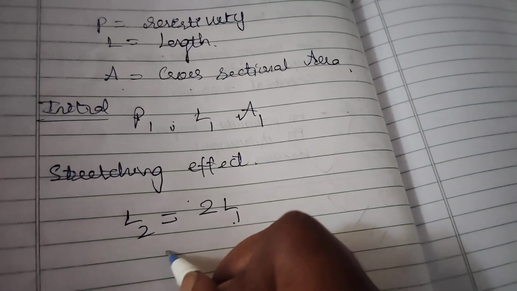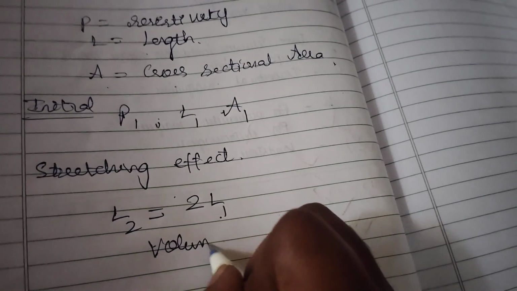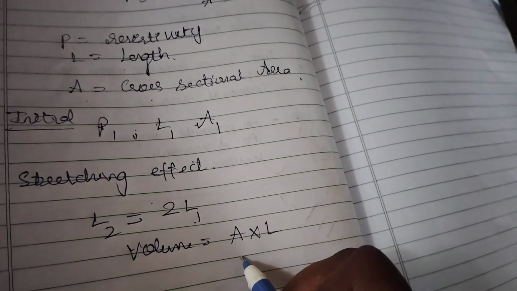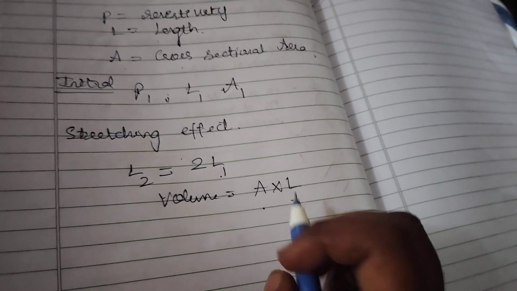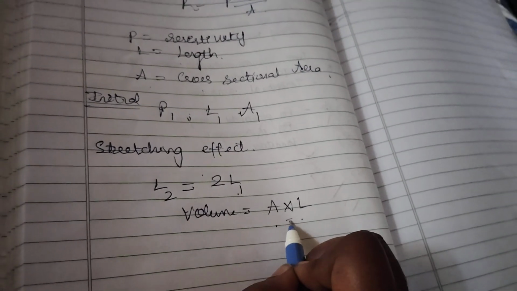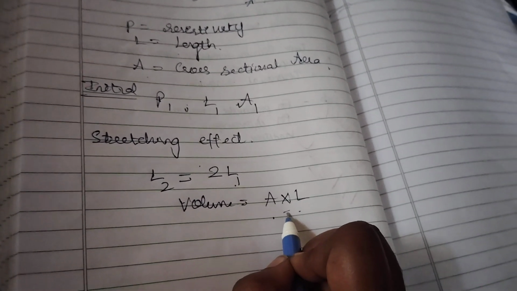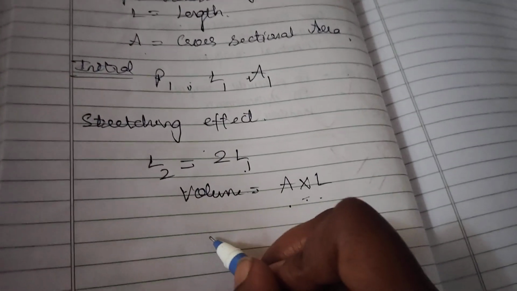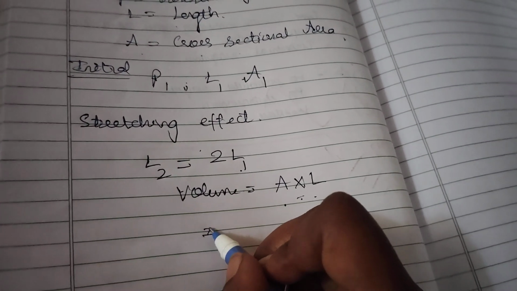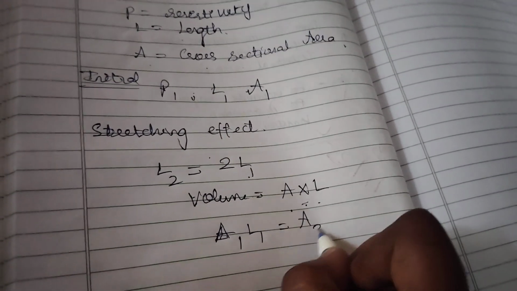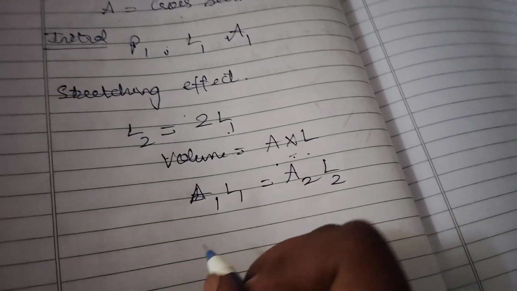So now the volume. What about the volume? Volume formula is A into L, cross-sectional area into length. So volume does not change because the atoms inside the wire will remain constant. Only the shape will get changed. So volume 1 is equal to volume 2. That is A1 L1 is equal to A2 L2.